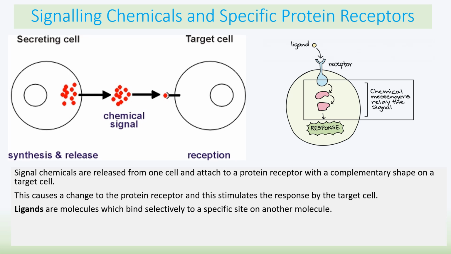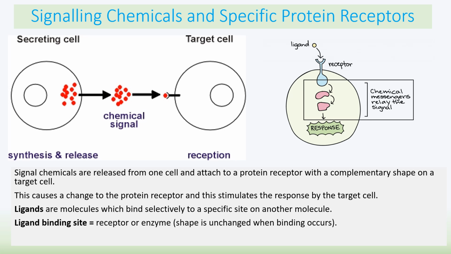Ligands are molecules that then bind selectively to a specific site on another molecule, and a ligand binding site is the receptor or an enzyme which it binds to. And the two must always be complementary in shape.